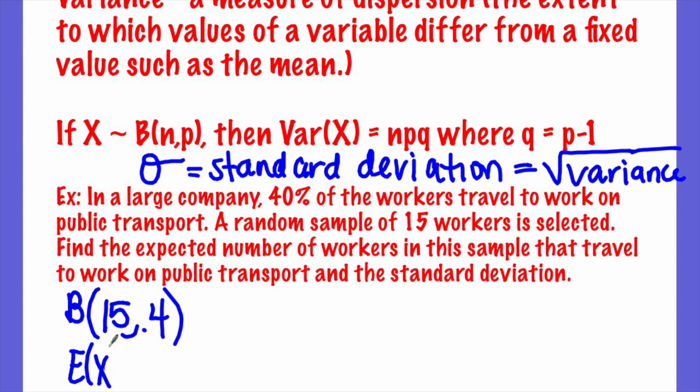Well, expectation is nothing but what? 15 times 4 out of 10, which is 6. And then it says to find the standard deviation. Well, in order to find the standard deviation, you've got to find the variance. So you remember what it said? It said Var of x. This is where those types of questions come into play. So basically you take 15, multiply it by 4/10, which we already did, which is 6, and then multiply it by 6/10. So what's 6 times 6/10?